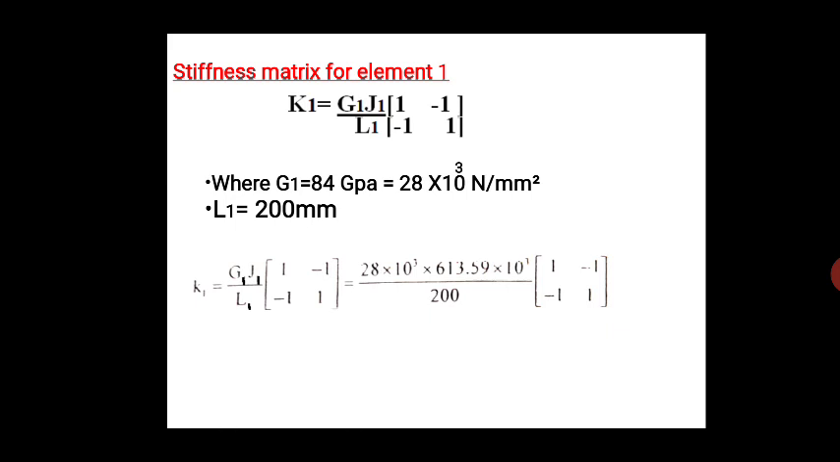G1 for the first element is the aluminum element, which has a rigidity modulus of 28 into 10 raised to 3 Newton per mm square. On substituting these values, that is 28 into 10 raised to 3 into 613.59 into 10 raised to 3 divided by L1, which is 200, into [1, -1; -1, 1]. On solving the above equation, we have the element stiffness matrix for the first element as 10 raised to 6 into [85.9, -85.9; -85.9, 85.9].